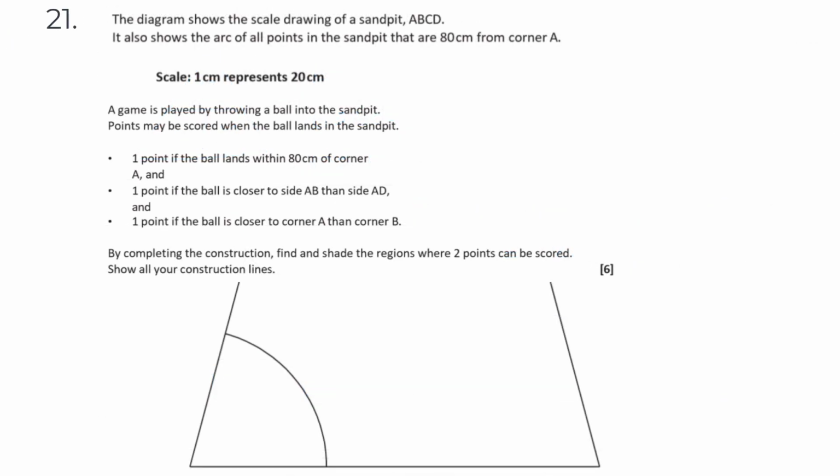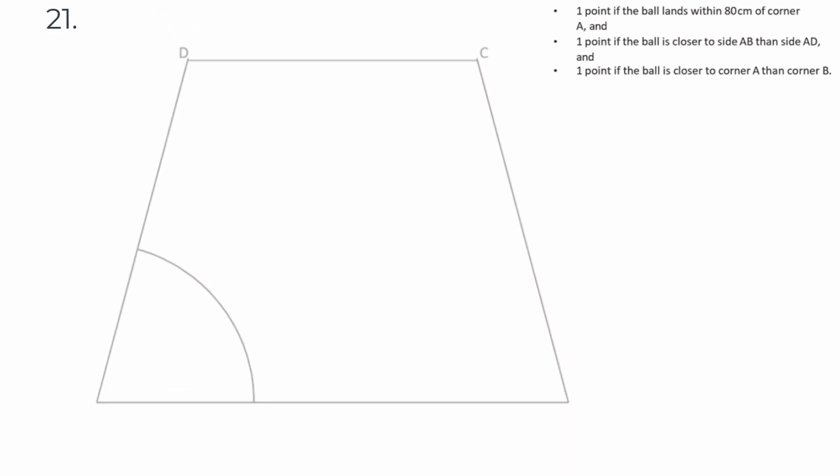The diagram shows the scale drawing of a sandpit ABCD. It also shows the arc of all points in the sandpit that are 80 centimetres from the corner A. We're told that the scale of 1 centimetre represents 20 centimetres. A game is played by throwing a ball into the sandpit. Points may be scored when the ball lands in the sandpit. 1 point if the ball lands within the 80 centimetres of corner A, and 1 point if the ball is closer to side AB than to side AD, and 1 point if the ball is closer to corner A than it is to corner B. By completing the construction, find and shade the regions where 2 points can be scored. Show all of your construction lines.